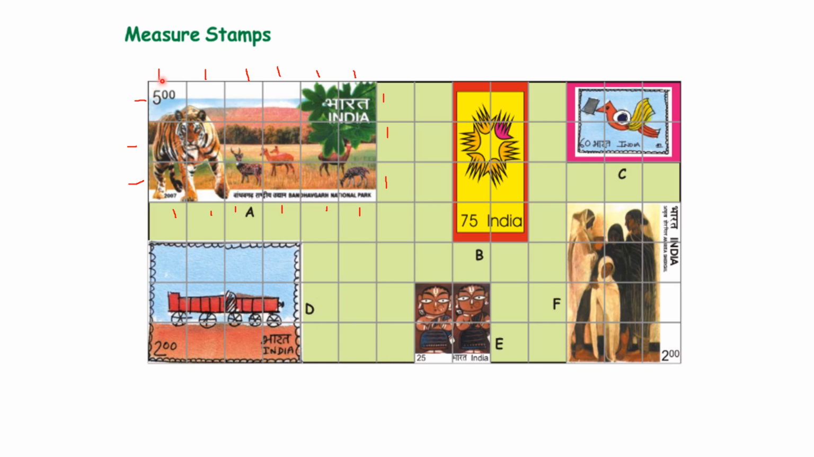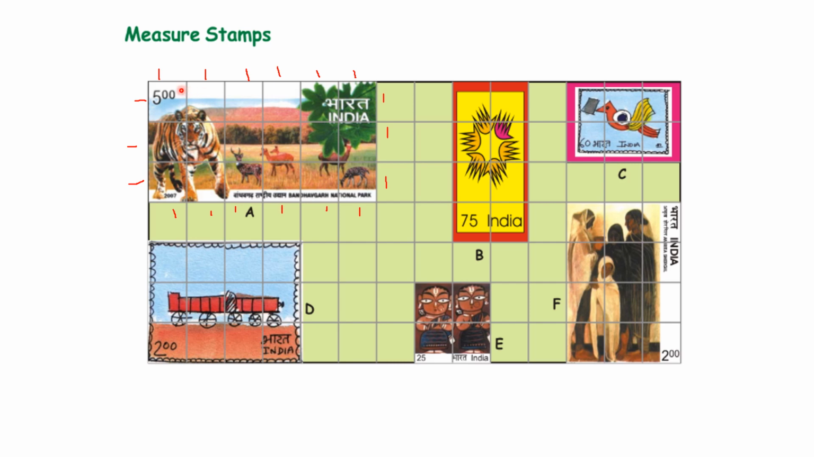So let's count 1, 2, 3, 4, 5, 6, 7, 8, 9, 10, 11, 12, 13, 14, 15, 16, 17, 18. So the perimeter of stamp A is 18 centimeter. It's clear? Like this you can count all. Here 1, 2, 3, 4, 5, 6, 7, 8, 9, 10, 11, 12. So the perimeter of the second figure is 12.